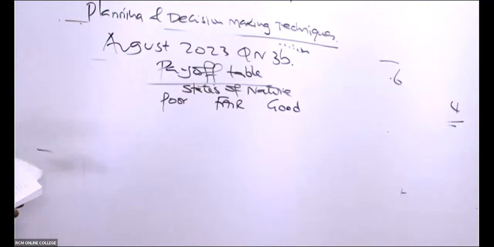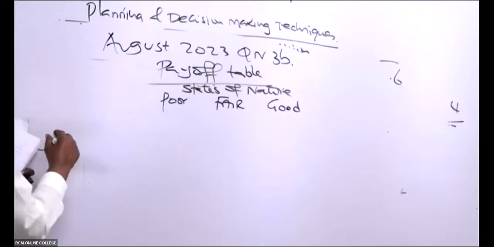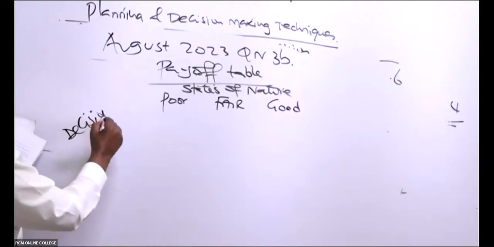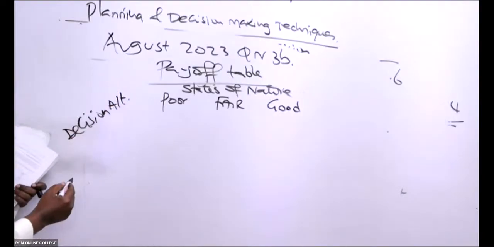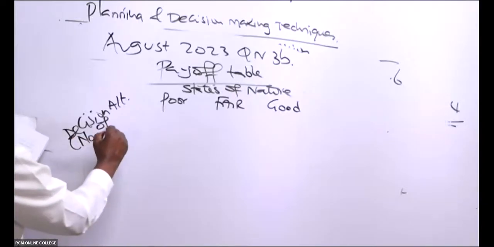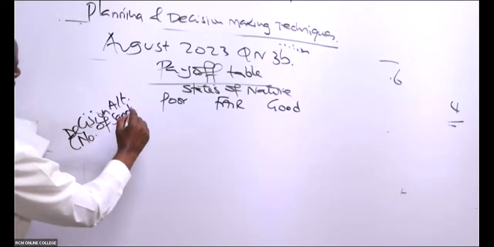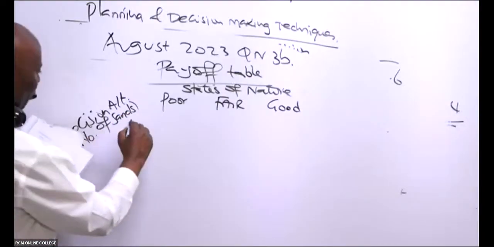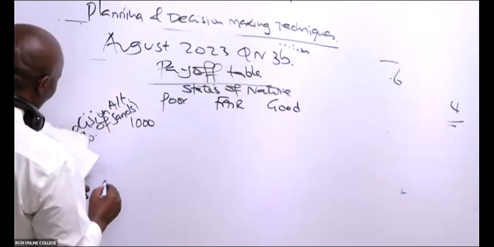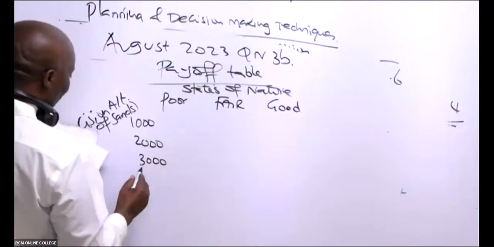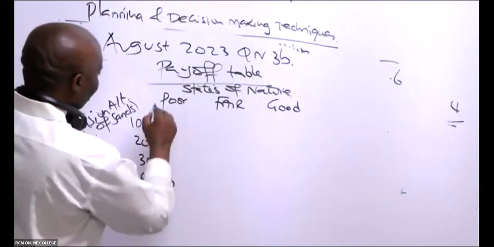Those are natural states. Now, from there we have what we call decision alternatives. And these decision alternatives basically are the number of sandwiches. Let me just call them number of sands, which in this case could be 1,000, could be 2,000, could be 3,000, could be 4,000.